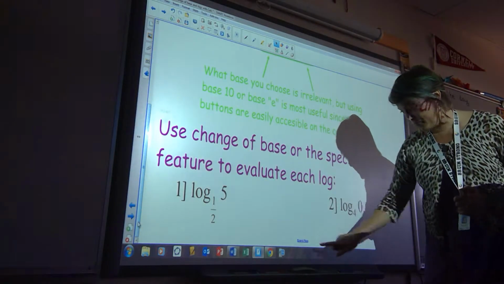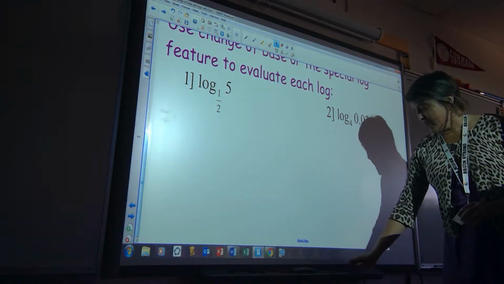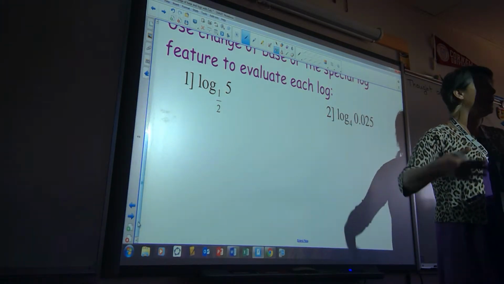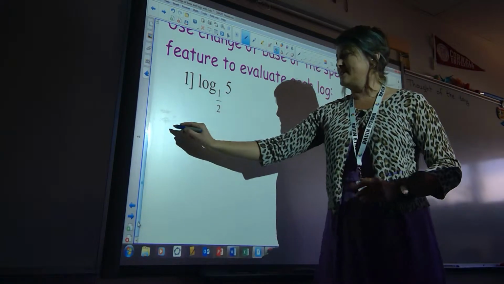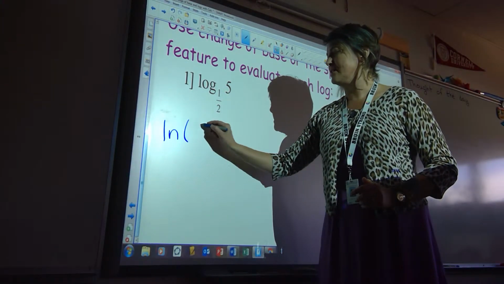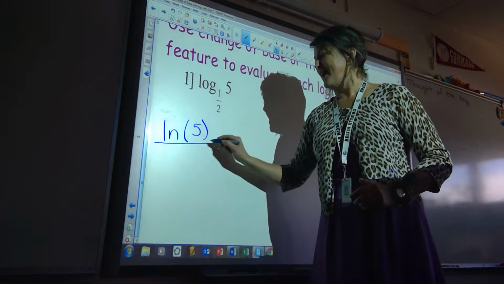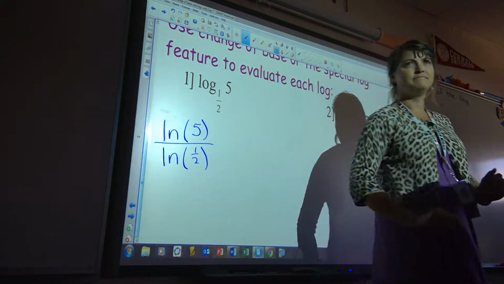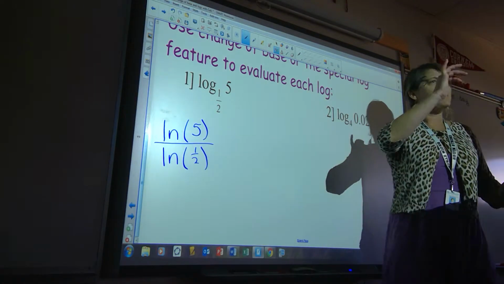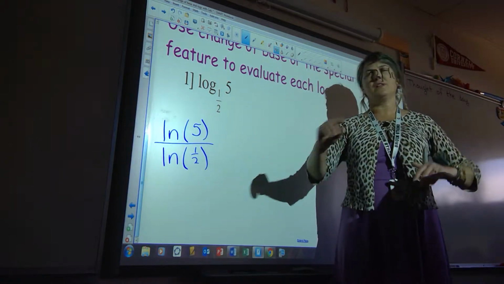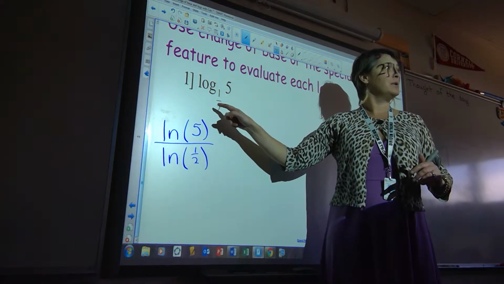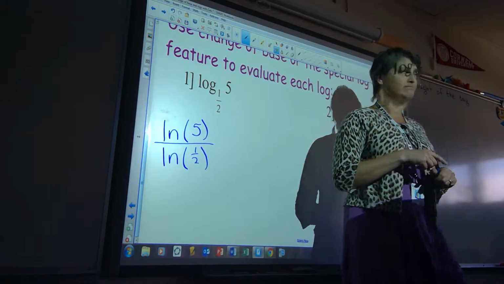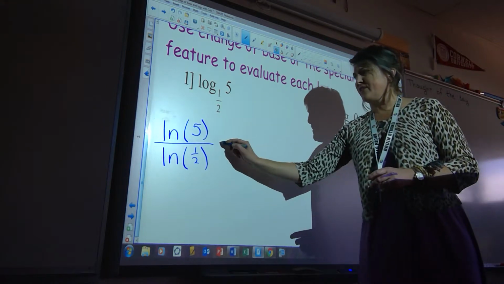So let's try that with our calculators. It doesn't really matter whether we use natural log or base 10, so I'll just start with natural log. So I would do natural log 5 divided by natural log 1/2. The way that I remember the formula is the base number goes on the bottom. They both start with B. Base goes on the bottom. What do we get for that?